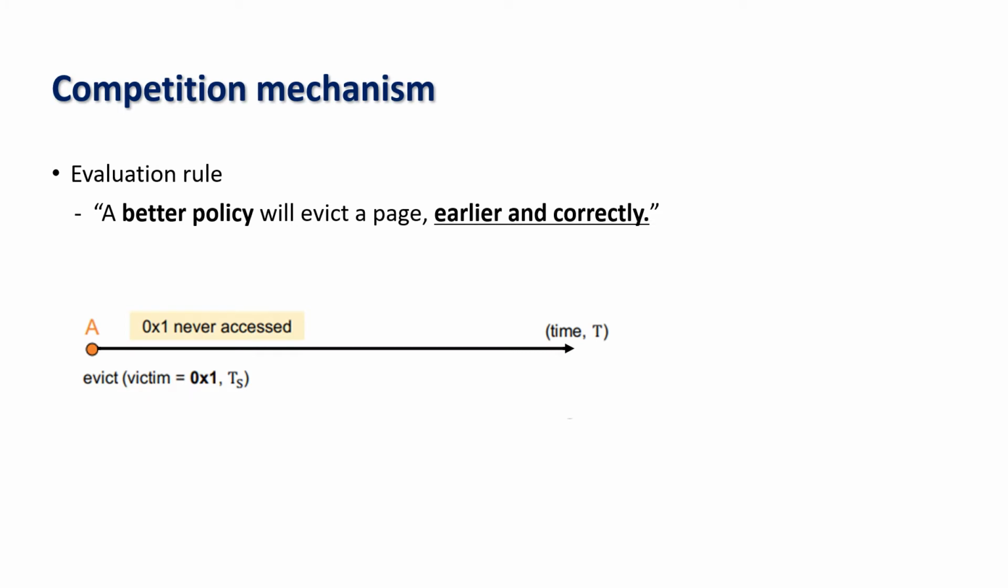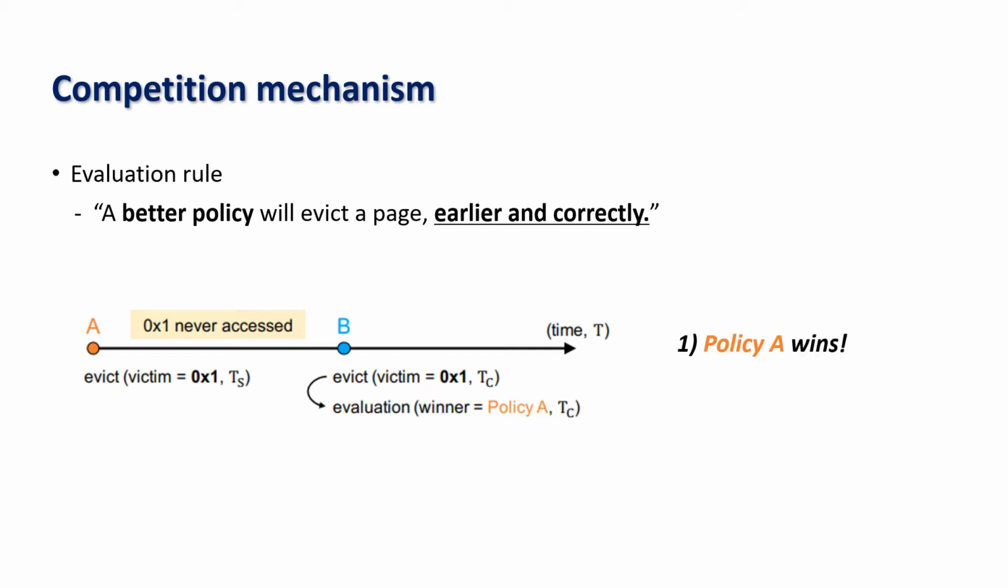Let's look at an example. Policy A evicts page 1, then the page has never been accessed for a while. Then another policy B decides to evict the same page. Policy A wins because policy A selected the correct victim earlier than policy B.